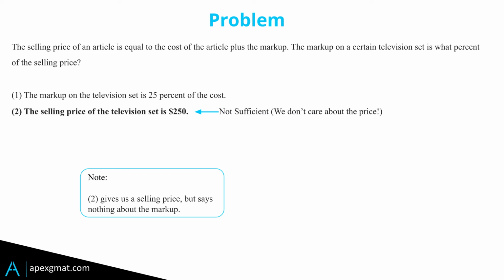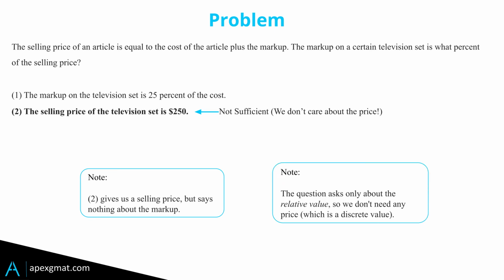And as we've seen in many other data sufficiency problems, what they're trying to do here is fool us into thinking we need a specific price, a discrete value, to get sufficiency, when the question stem is asking us only for a relative value. And when we're being asked for a relative value, a percentage, a fraction, a ratio, be on the lookout for fooling yourself into thinking that you need an anchor point, a specific discrete value.